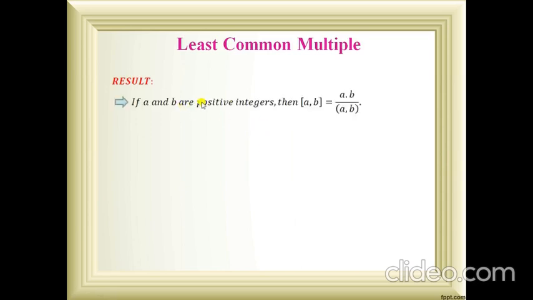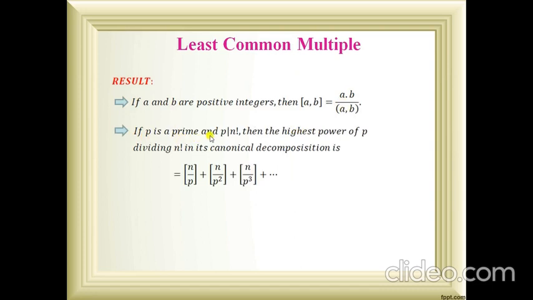Some very important results for finding the least common multiple. If A and B are positive integers, then LCM of A comma B is equal to A dot B by GCD of A comma B. If P is a prime and P divides n factorial, then the highest power of P dividing n factorial in its canonical decomposition is n by p plus n by p square plus n by p cube, and so on. This is a finite sum because n by p power m is equal to 0 when p power m is greater than n, so the denominator is greater than n.